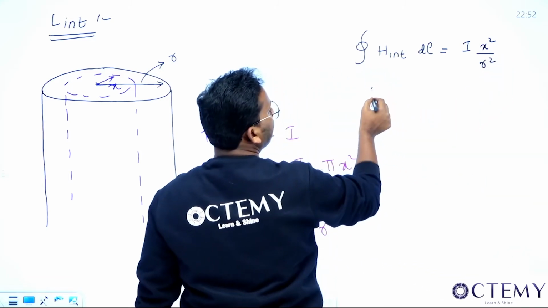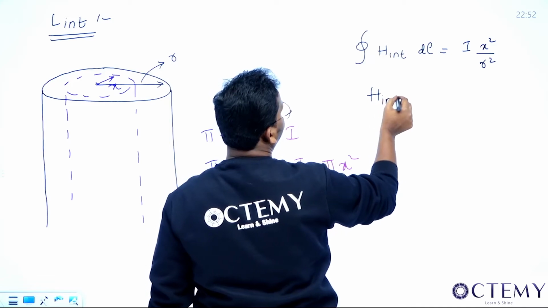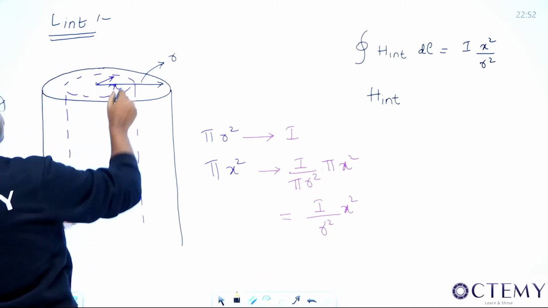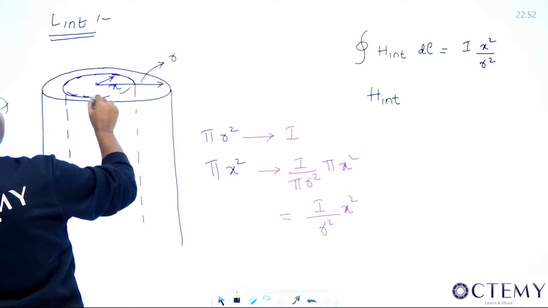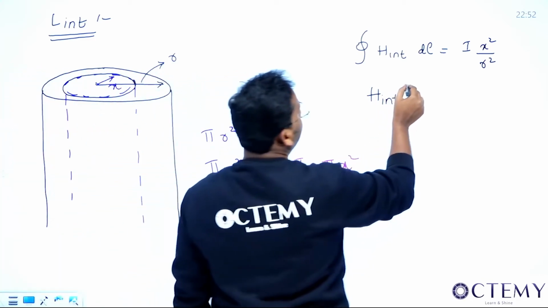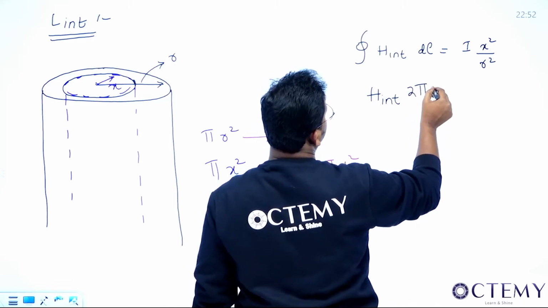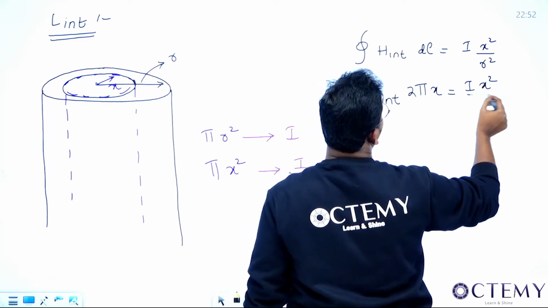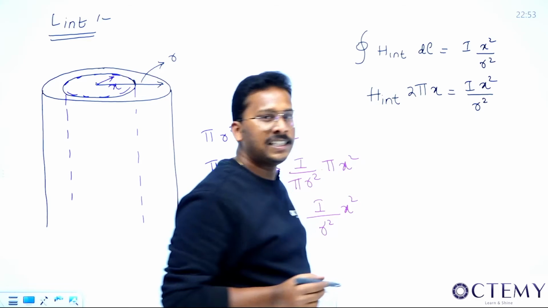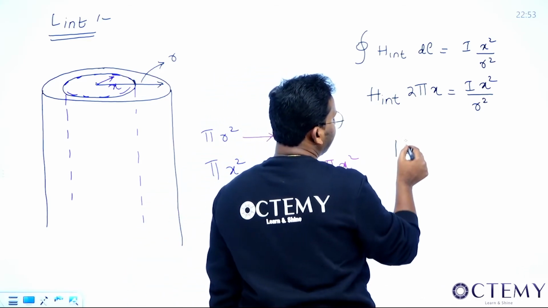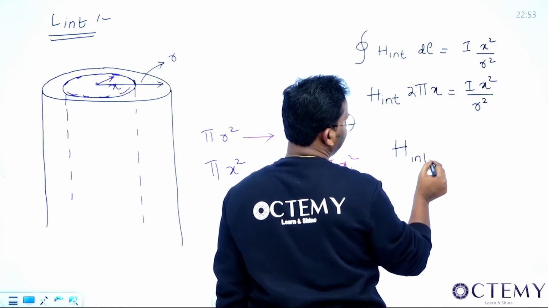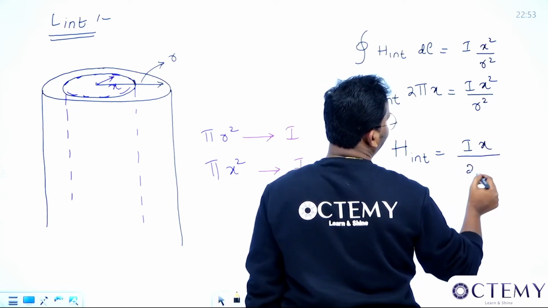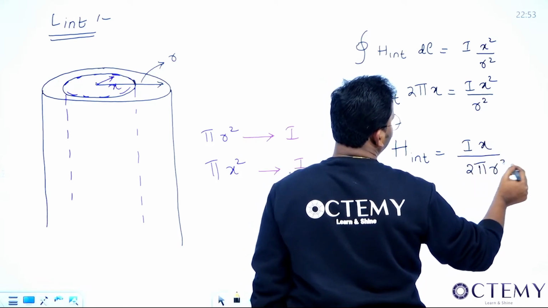Now I am assuming that this H internal is constant. It has a constant value, and the dl length is this length you'll have to walk. So the dl length which you're walking is this particular length. So the dl will be 2 pi x, equal to I into x square divided by r square. So what is the formula of H internal you got? That is magnetic field intensity H internal is equal to Ix divided by 2 pi r square. Remember this, sir. This is very important.